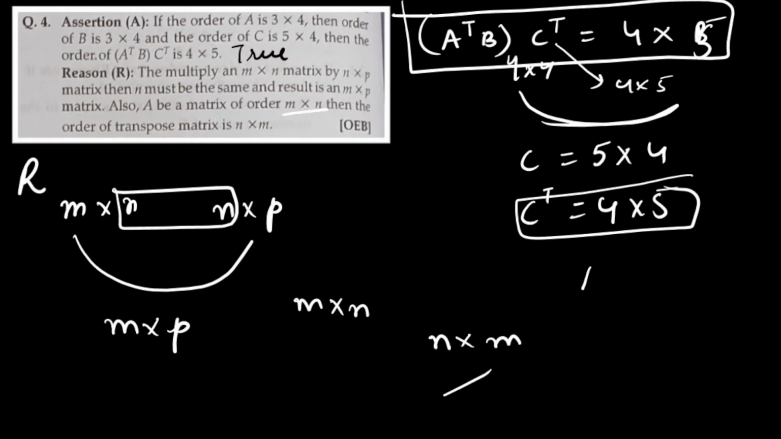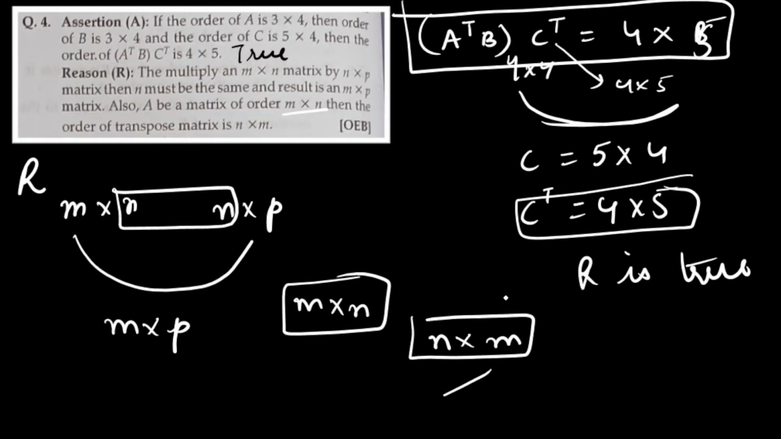See, if any matrix has this order, the order of its transpose will be opposite. So its opposite will be n by m. So both A and R are true. So option C is the correct answer. Yes, both are true. Let's do the last question, reason and assertion.